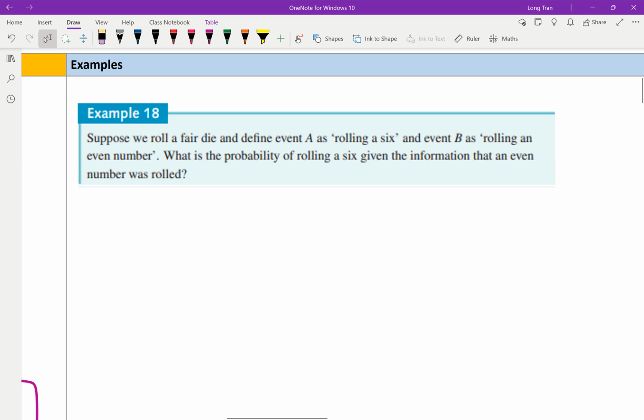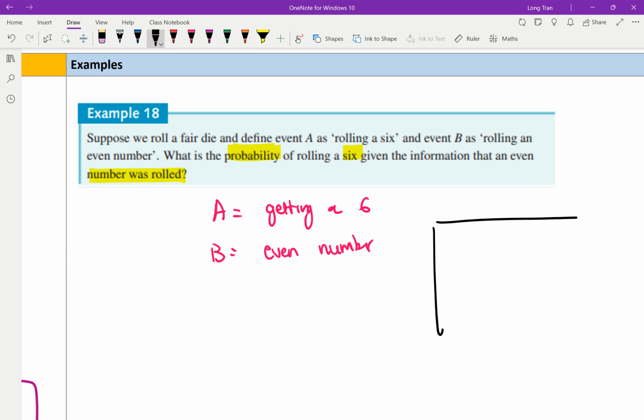So example 18. Suppose we roll a fair die and define the event A as rolling a 6. Okay, so A is getting a 6. Event B is rolling an even number. Okay, what is the probability of rolling a 6 given the information that an even number was rolled? So what are they trying to say? Let's draw a Venn diagram so you can picture this.